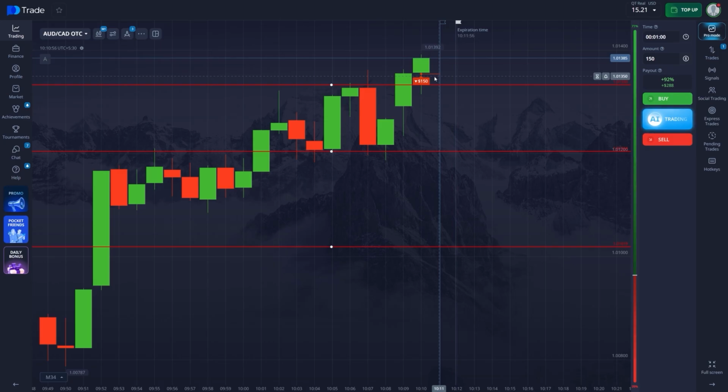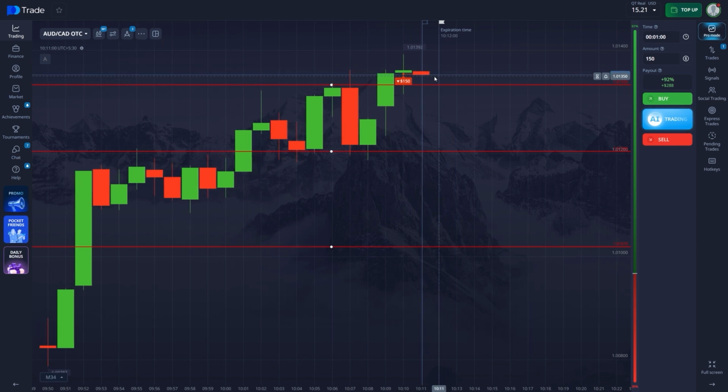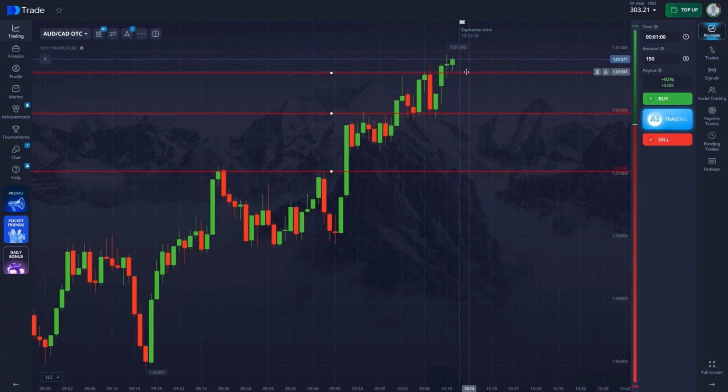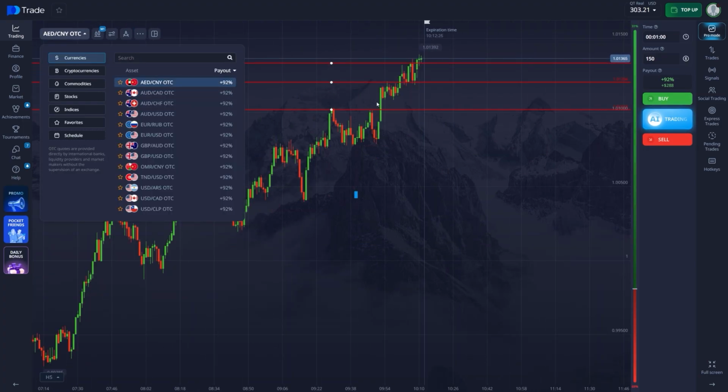And look at that reaction. The candle flips downward and forms an indecisive doji style close near the level. The trade closes successfully. The setup worked because the upward gap had already been completed and price reacted from resistance. That gives us two successful entries on AUD/CAD OTC. Now let's move to another pair and look for a different type of setup.